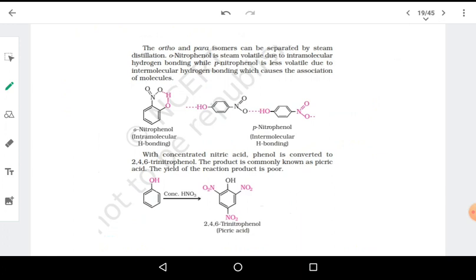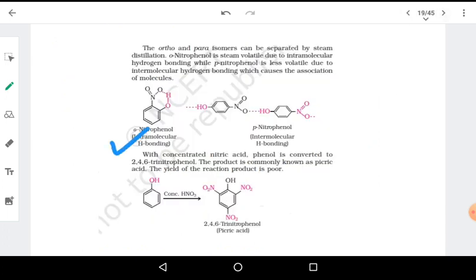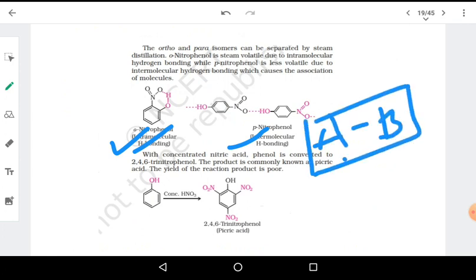Now, how can we separate these two, ortho and para products? It's very simple. If I take the ortho product, it has intramolecular hydrogen bonding, whereas in the case of para-nitrophenol, there is intermolecular hydrogen bonding. Whenever there is intermolecular hydrogen bonding, two molecules are held together. Two people are held together, so they are very good friends. One friend does not want to leave another friend, right? So they are very less volatile.